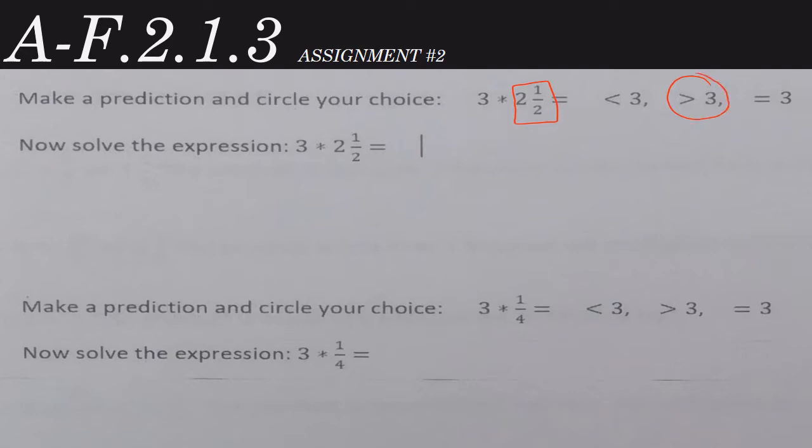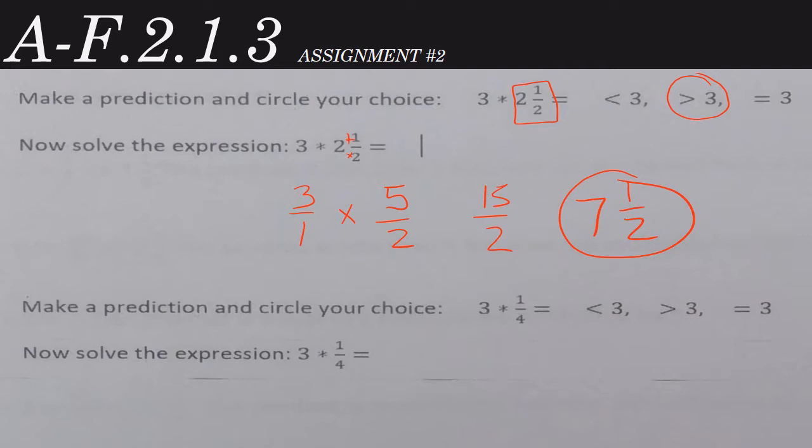To solve this problem, I would put 3 over 1, and I would turn 2.5 into an improper fraction. So I would do 2 times 2 plus 1. 2 times 2 is 4, plus 1 is 5, and I keep my denominator. Now I'm going to multiply, and I would get 15 over 2. 15 over 2 is 15 divided by 2, which is 7, and I have 1 left over, so my answer is 7.5.